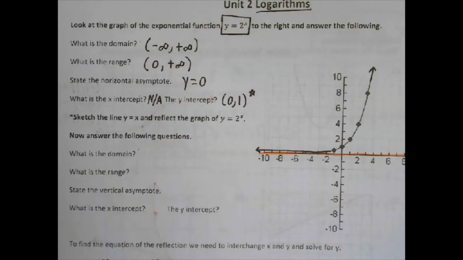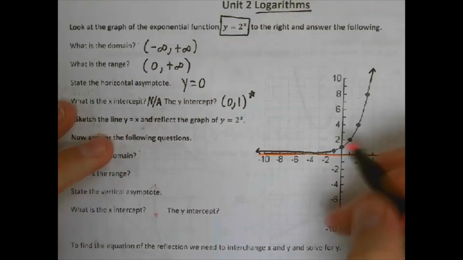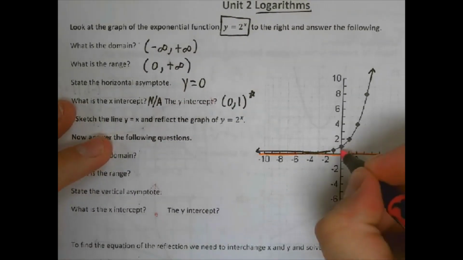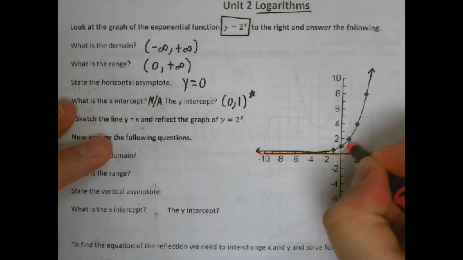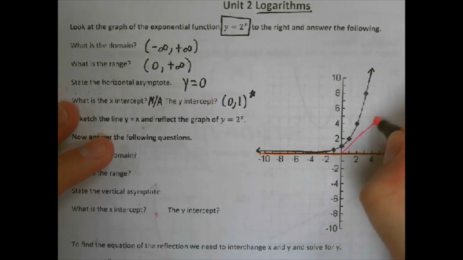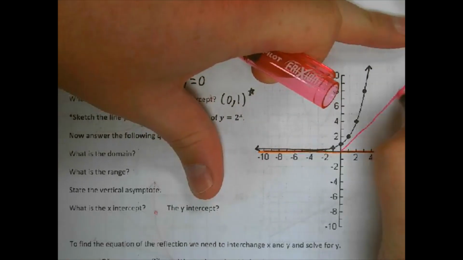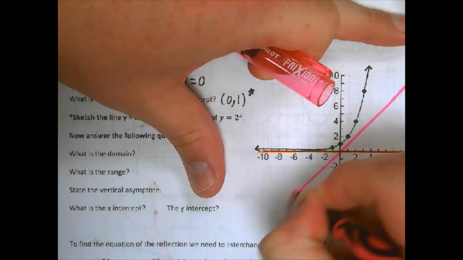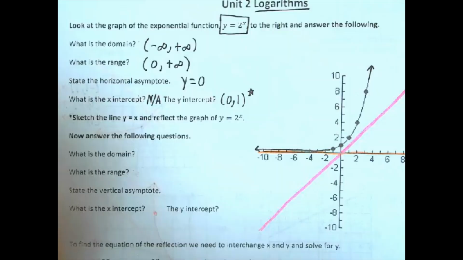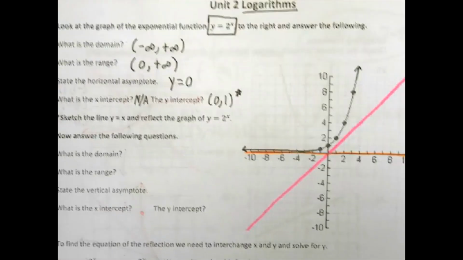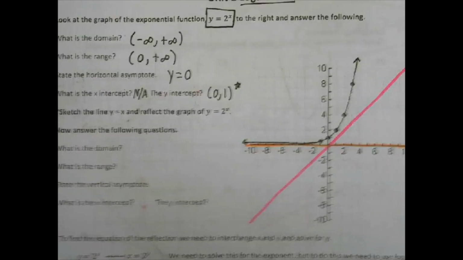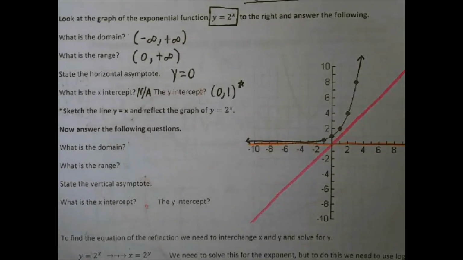Now, it says to sketch the line y equals x and reflect this graph over it. Let me get a completely different color. Let's do pink. So y equals x is where you have the points (1, 1), (2, 2), (3, 3). So you can draw it all the way through the graph this way. I'm going to come back down through the graph, and this is where we graph the inverses, where I'm going to take x and y and flip them to graph the inverse.